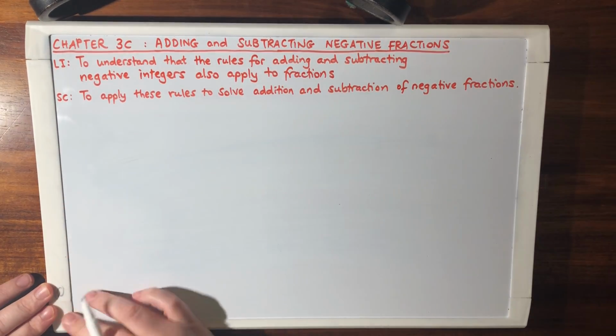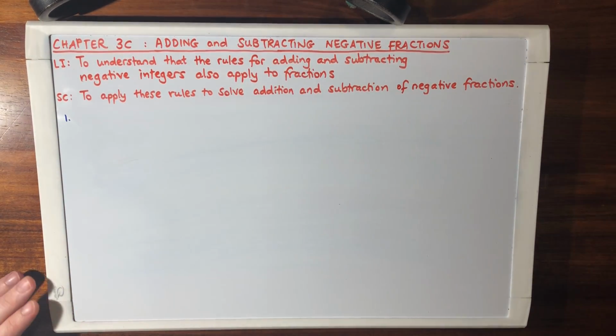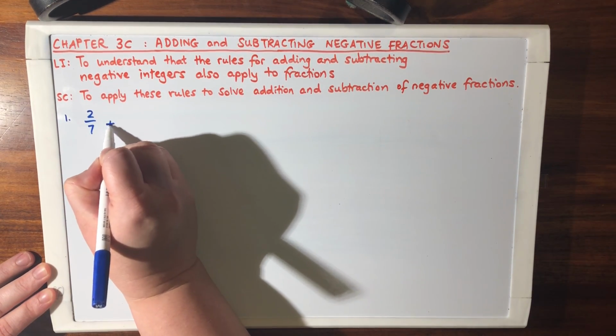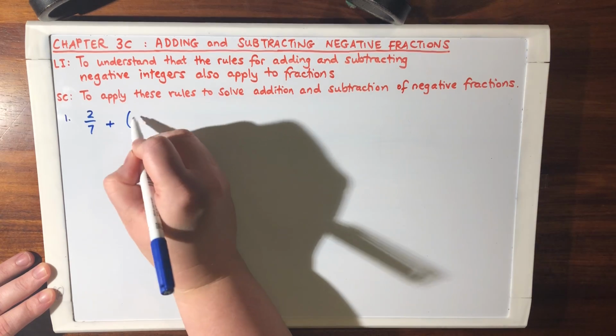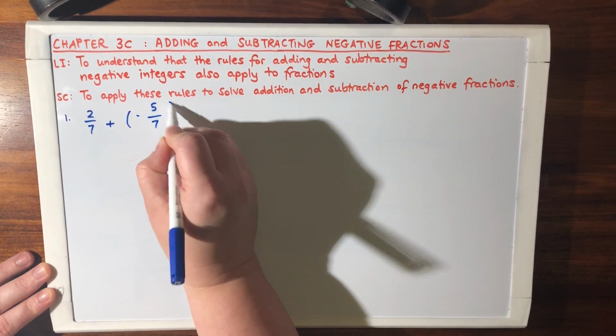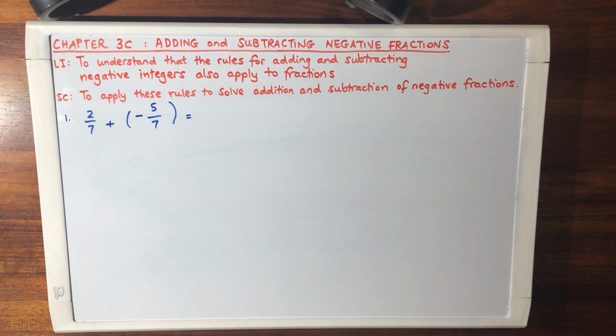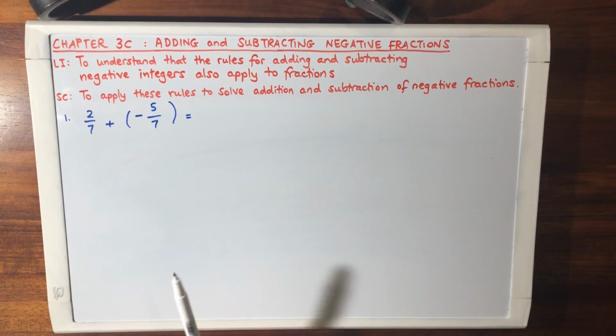Okay, let's look at worked example number 1. If we have 2/7 plus negative 5/7, how would you apply, which rule would you apply? Well, in this case, we're adding a negative fraction.